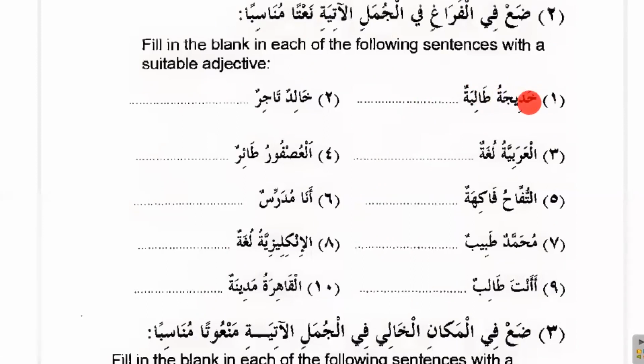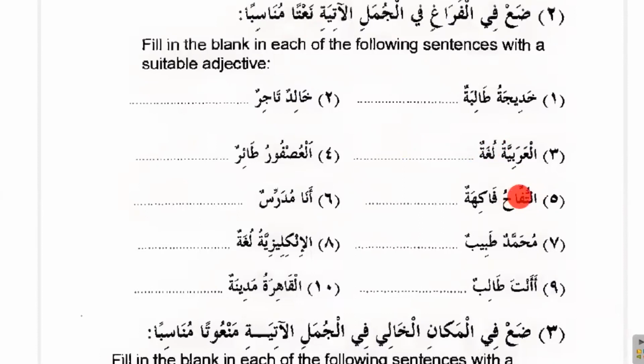So here, Khadijatu talibatun. So you can see jadidatun. Khadija is a new student. Al-Arabiyyatu lughatun sahlatun. Arabic is an easy language. Al-Fakihatu. Sorry.